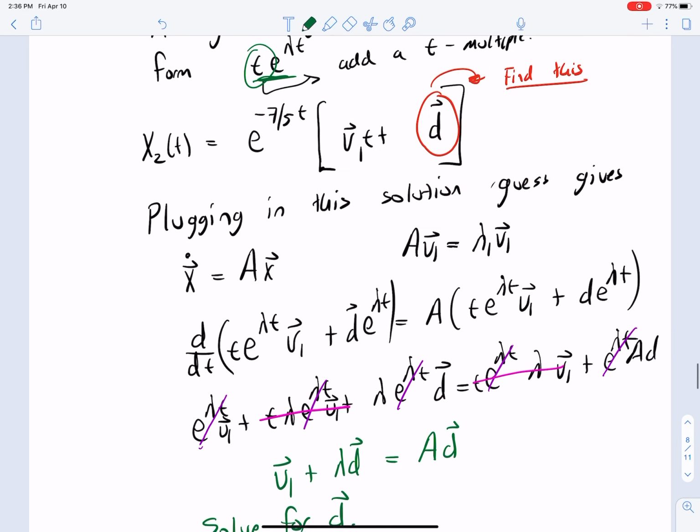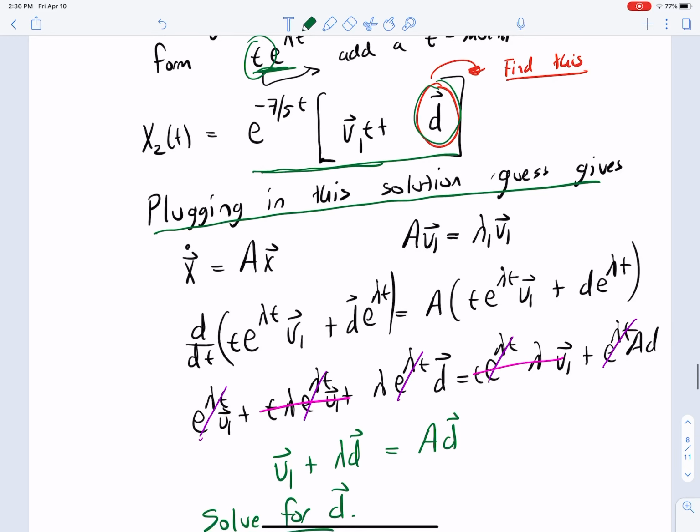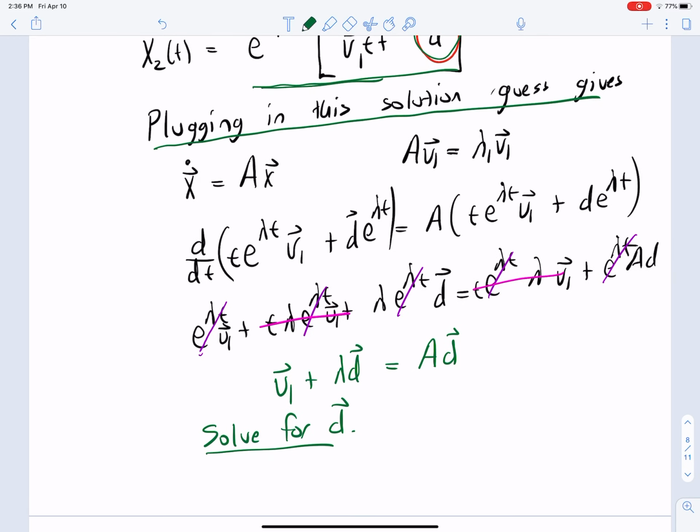So here comes our guess, right? This is what we wrote down in general form above, e to the lambda t, (v1 t plus d), and we need to find this offset vector d. All right, so by the way, when you plug this in, you're always going to follow the same procedure here. So I'm going to do the usual math trick and do it once in general. So here's my system. Here's the definition of an eigenvector and eigenvalue. I'm going to plug that in.